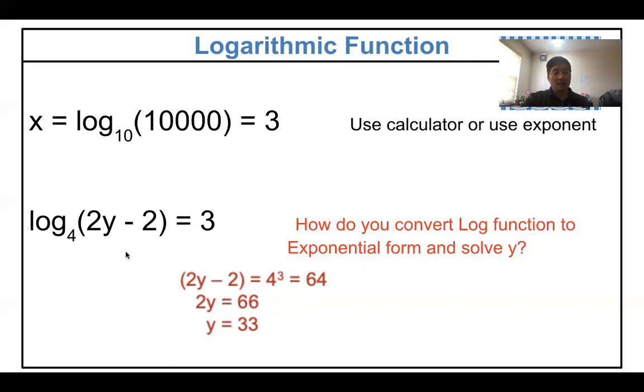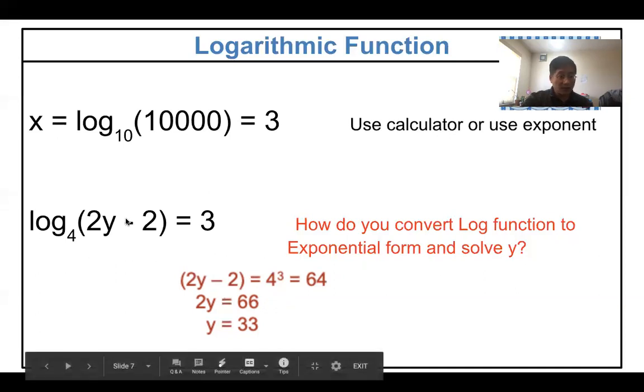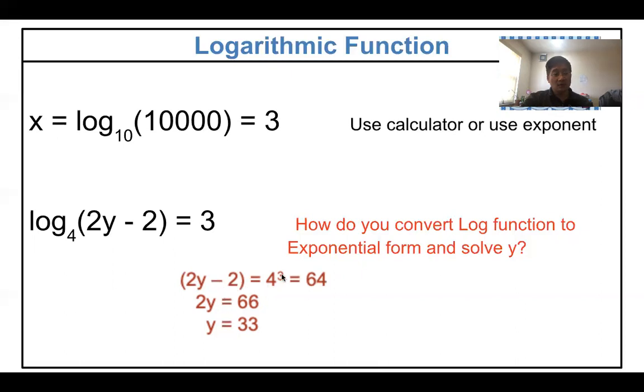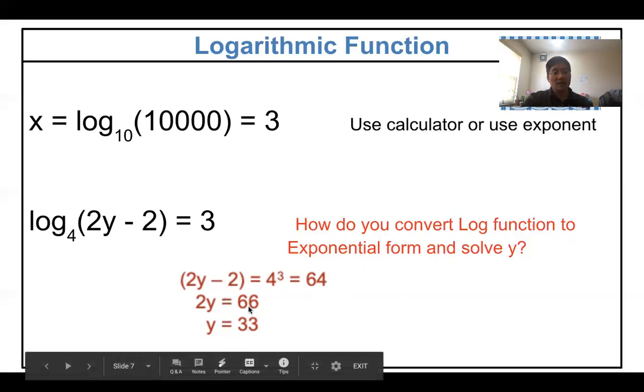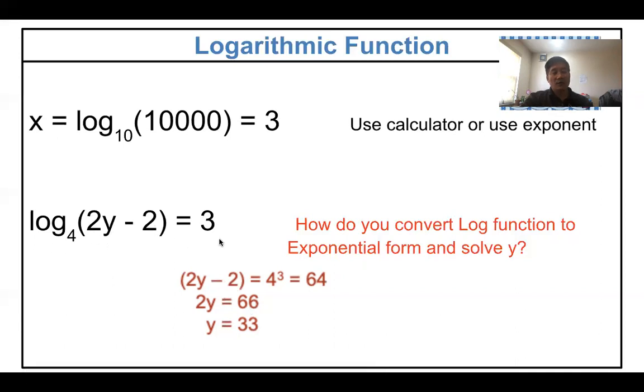Now the second one, how do you convert it? Again, this equals the base to the power. So 4 becomes the base of the exponent and 3 goes here. If you go backward, the power goes down, and the base stays the same. This is in the parentheses. So 2y minus 2 is equal to 4 to the third power, which is equal to 64. Then you solve for y. You move 2 to the right side, it becomes 66, and then divided by 2, you get y equal to 33. You want to check it? Plug in here, and you get log base 4 of 64 equals 3.